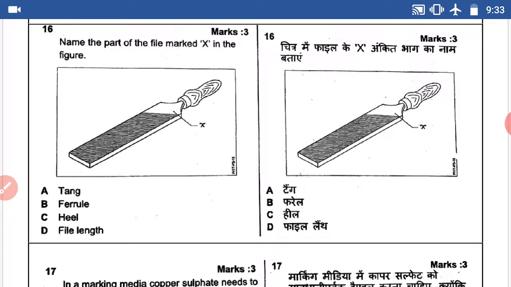Question number 16. Name the part of the file marked X in the figure. So file, this point X. This place is heel. So heel portion only.